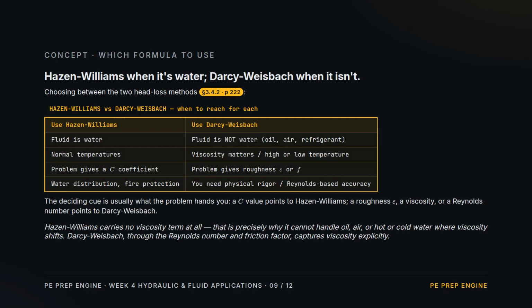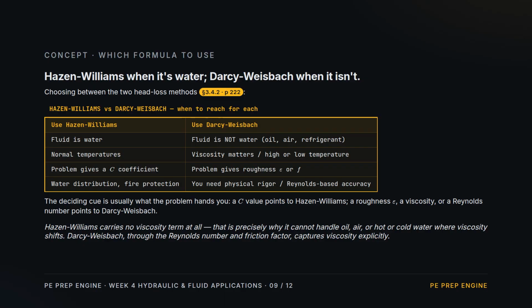So, which formula? The split is clean. Reach for Hazen-Williams when the fluid is water at normal temperature. Water distribution, fire protection, and above all, when the problem hands you a C coefficient. Reach for Darcy-Weisbach when the fluid is anything but water, when viscosity matters at high or low temperature, when you're given a roughness or a friction factor, or when you need Reynolds-based rigor.